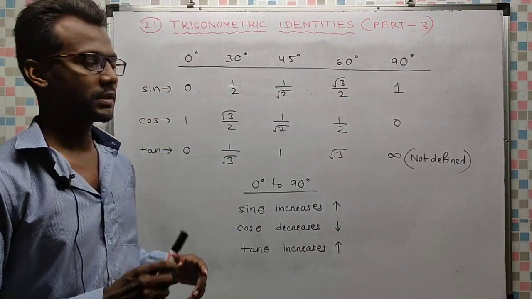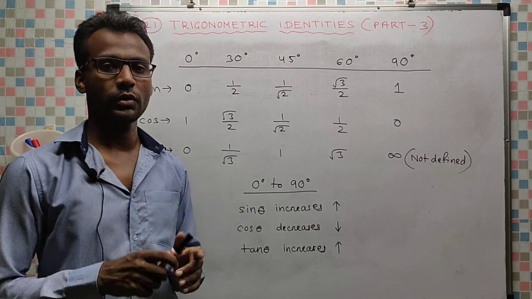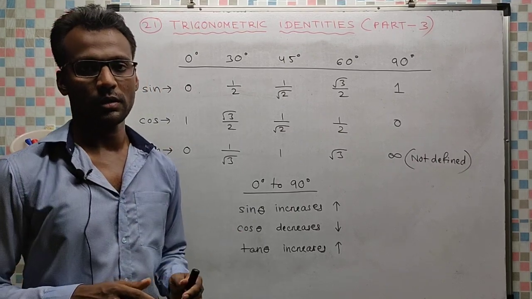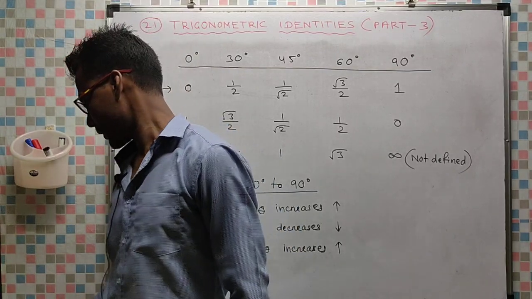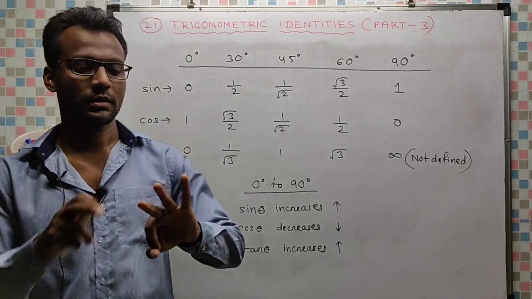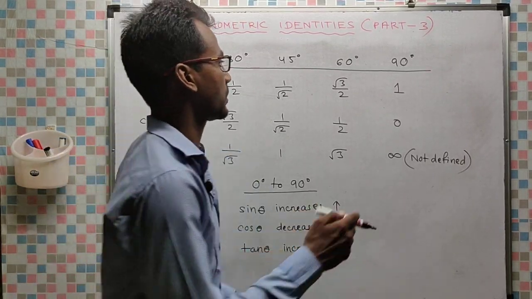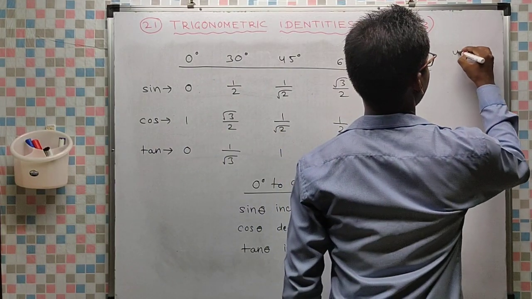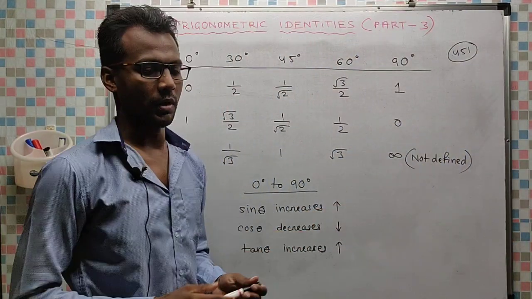Okay, in this part I will explain how to read the trigonometric table which is given at the back of your textbook. You can open page number 451. Three tables are given: sine, cos and tan. Page number 451.